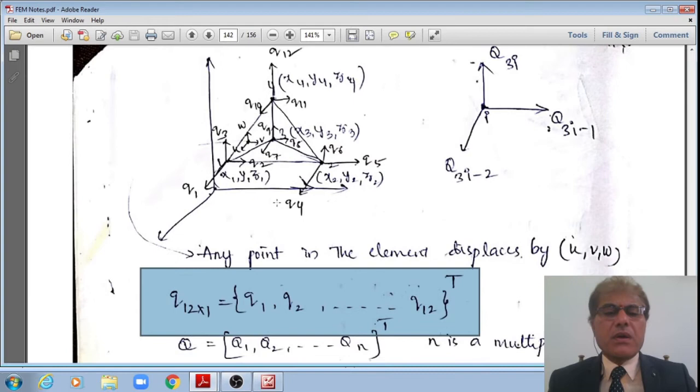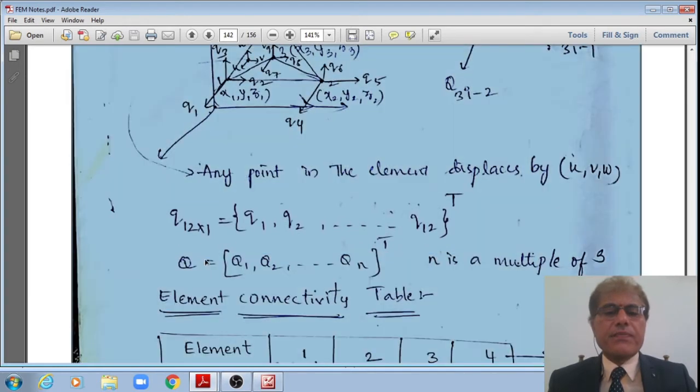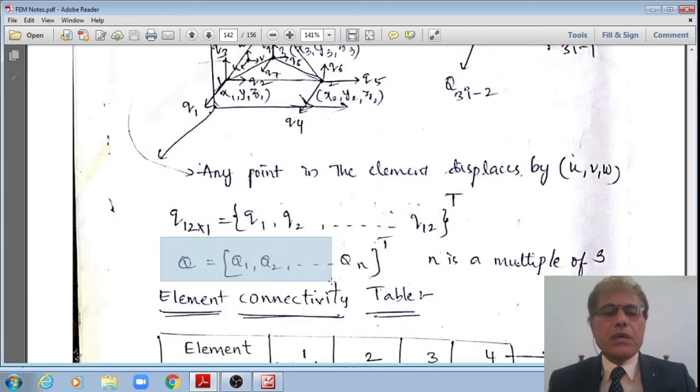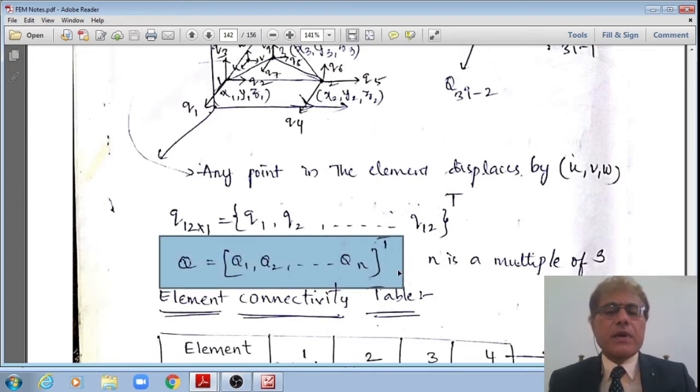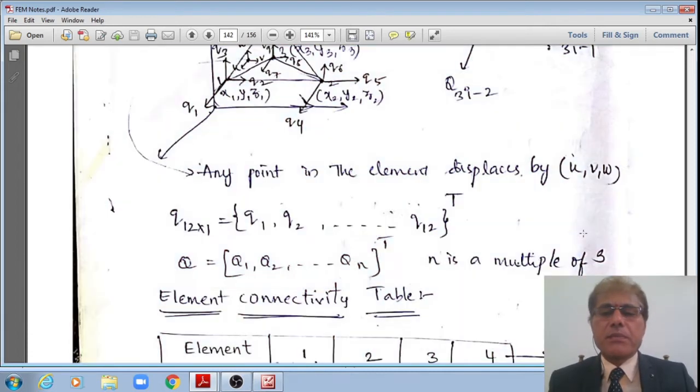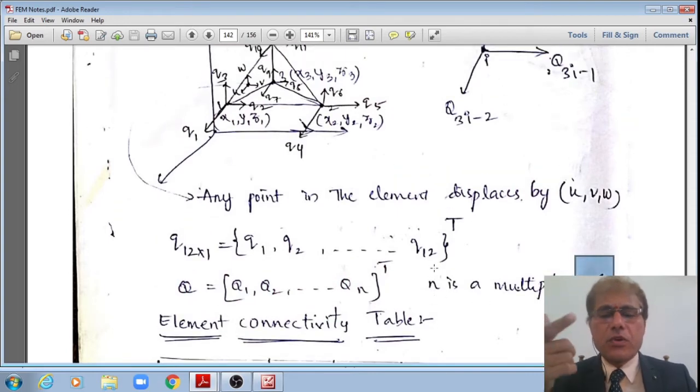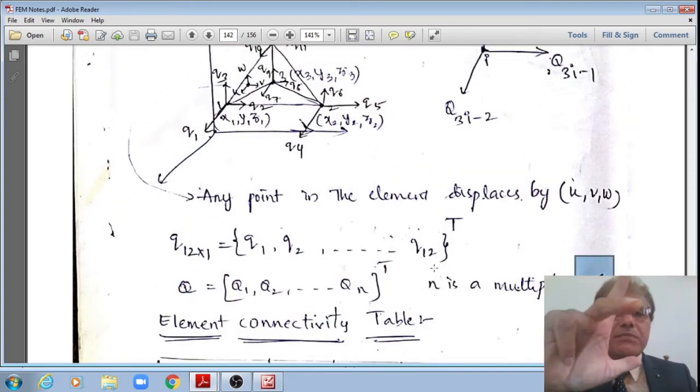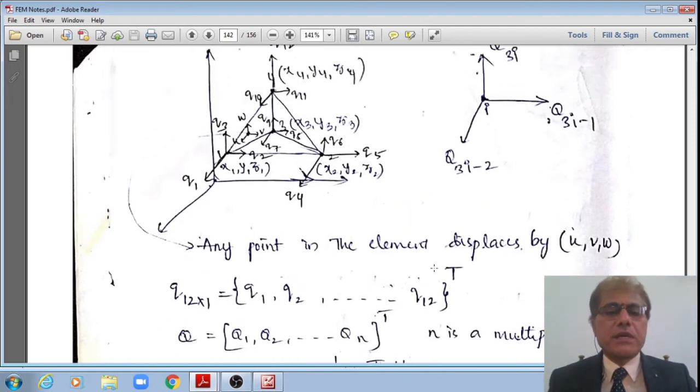Now, if I have all the elements, then I do have the displacement vector capital Q, given by capital Q1, capital Q2 up to Qn, where n is the total degrees of freedom, and generally it is a multiple of 3 because each node has 3 degrees of freedom.